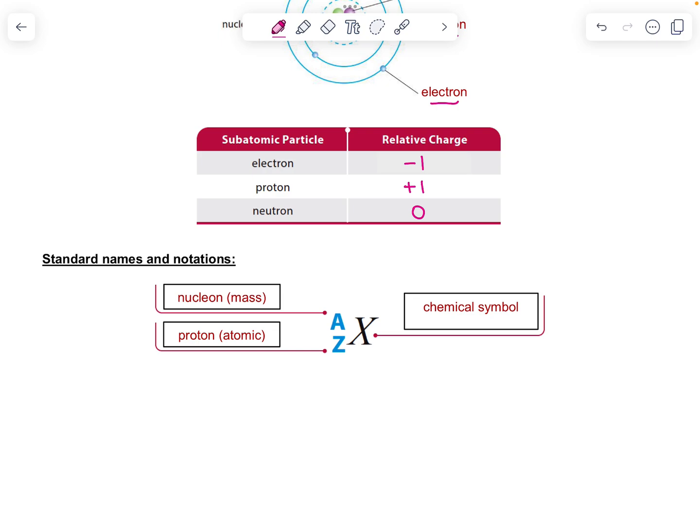Standard names and notations. This capital X here is the chemical symbol, which is obtained from the periodic table. A here is the mass number or the nucleon number. Z here is the proton number, the number of protons, or the atomic number.